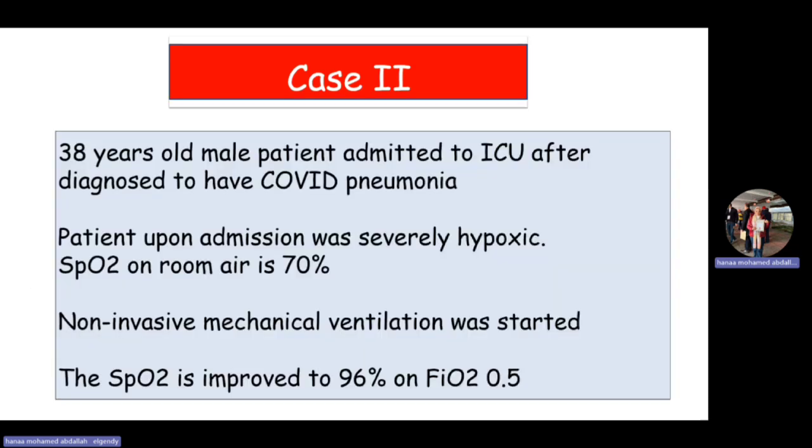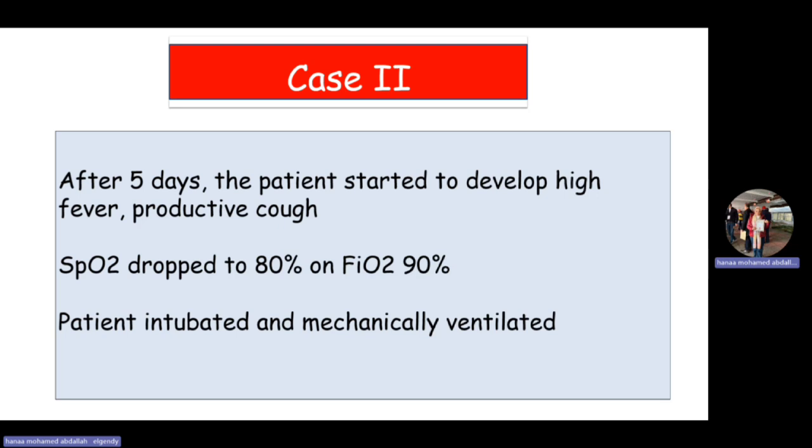Case 2, a 38 years old male patient admitted to the ICU after being diagnosed with COVID pneumonia. Upon admission the patient was severely hypoxic. SpO2 on room air was 70%. Non-invasive mechanical ventilation was started, and SpO2 improved to 96% on FiO2 0.5. After 5 days, the patient started to develop high-grade fever, productive cough, and SpO2 dropped to 80% on FiO2 90%, and the patient was intubated and mechanically ventilated.